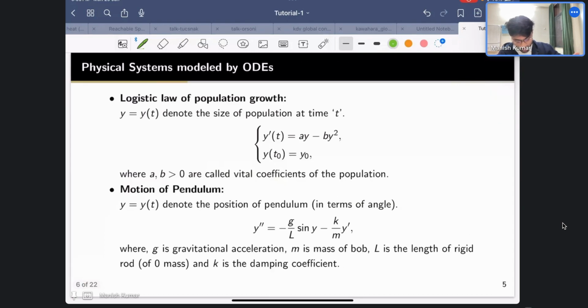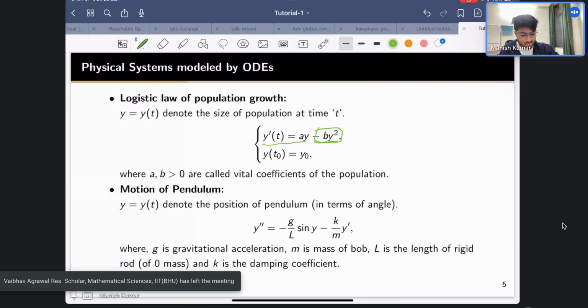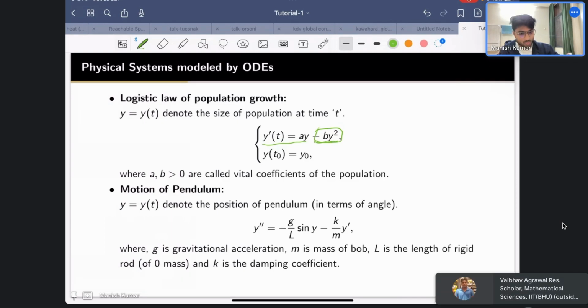You have seen these examples of physical systems which are modeled by ODEs. You saw this population growth model, y prime is equal to ay minus by squared. This b term involves the interaction within the population. If b is 0, this is a simplified population model where you do not consider the interactions between people in that population.